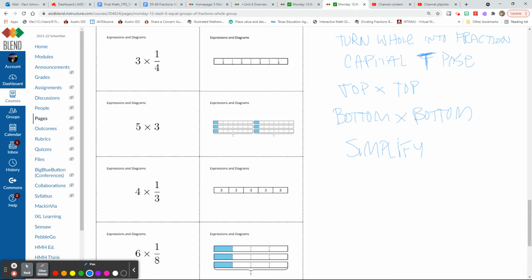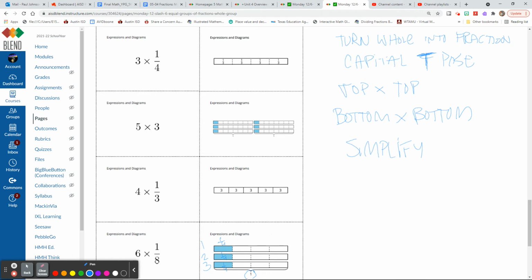All right, welcome back. So if we're looking at 3 groups of 1/4, all right, I need to look and see, is there anything that shows me 3 groups? Well, some of these labels show us that this whole bar is 1 whole. So if that whole bar is 1 whole, then I'm looking at 1/4 here, 1/4 here, and 1/4 here. That's 1, 2, 3 groups of 1/4.